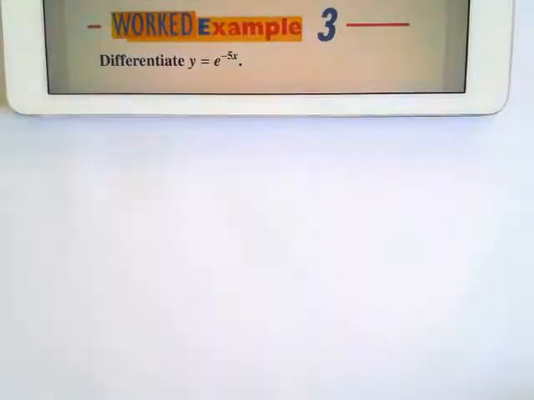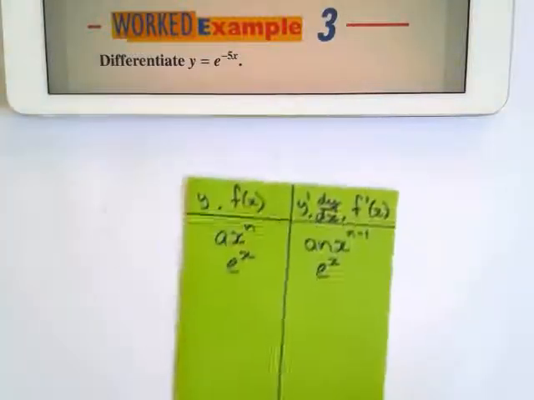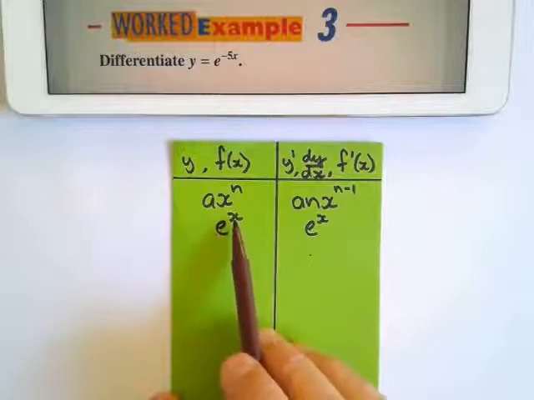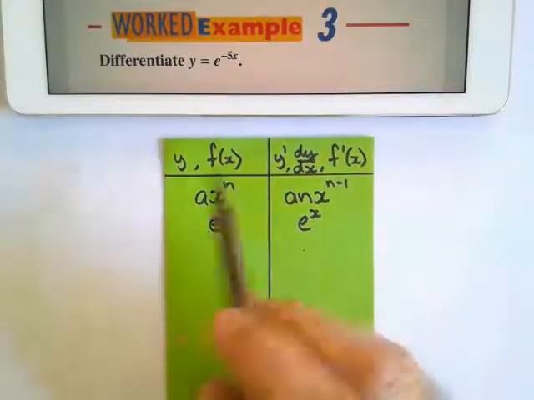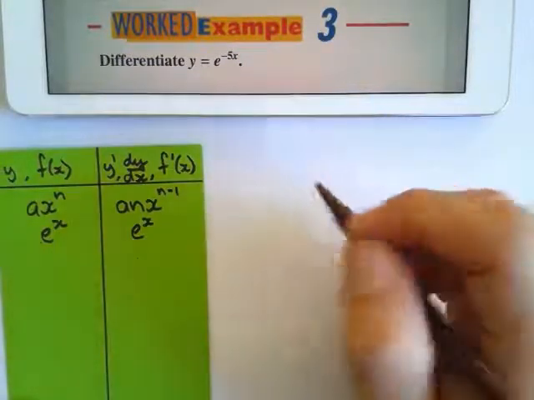Differentiate y equals e to the power minus 5x. If I look at my rules, these are the rules I know, and I don't have e to the power x. What I have in the place of x is another function. Now, I'm going to take you back to previously when we started with differentiation.